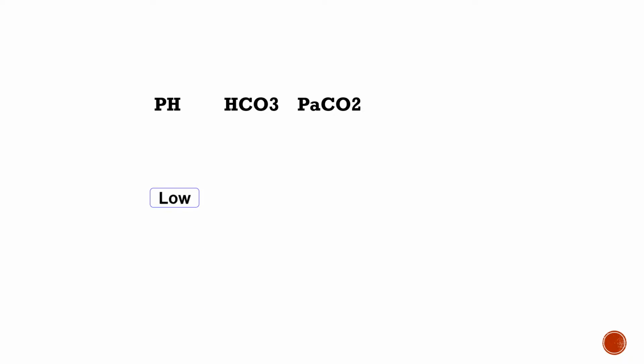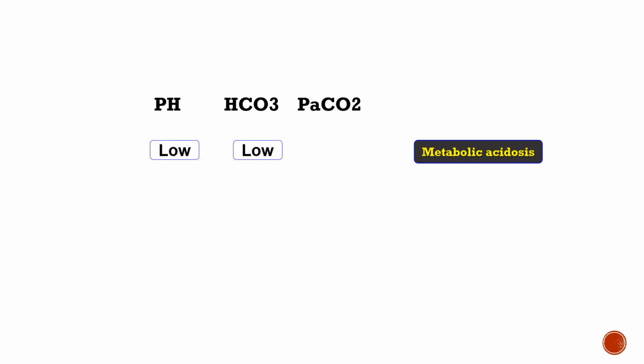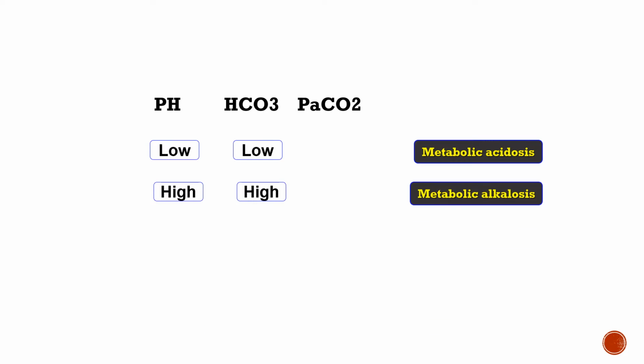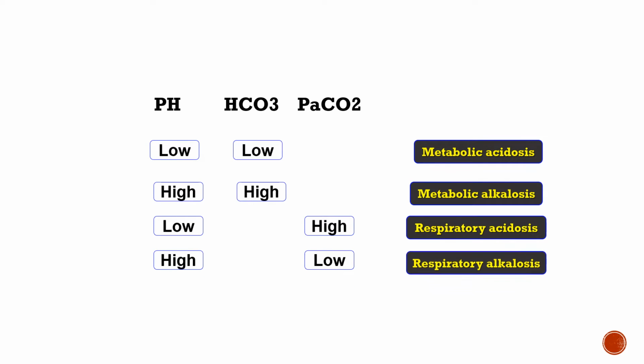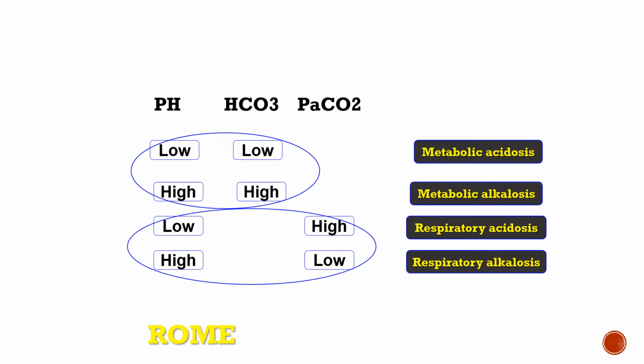So to summarize, if you find the pH is low and bicarbonate is low, this is metabolic acidosis. If the pH is high and the bicarbonate is high, it is metabolic alkalosis. If the pH is low and CO2 is high, it is respiratory acidosis. And if the pH is high and CO2 is low, it is respiratory alkalosis. And we can summarize it in the word ROME. ROME means respiratory opposite and metabolic equal.